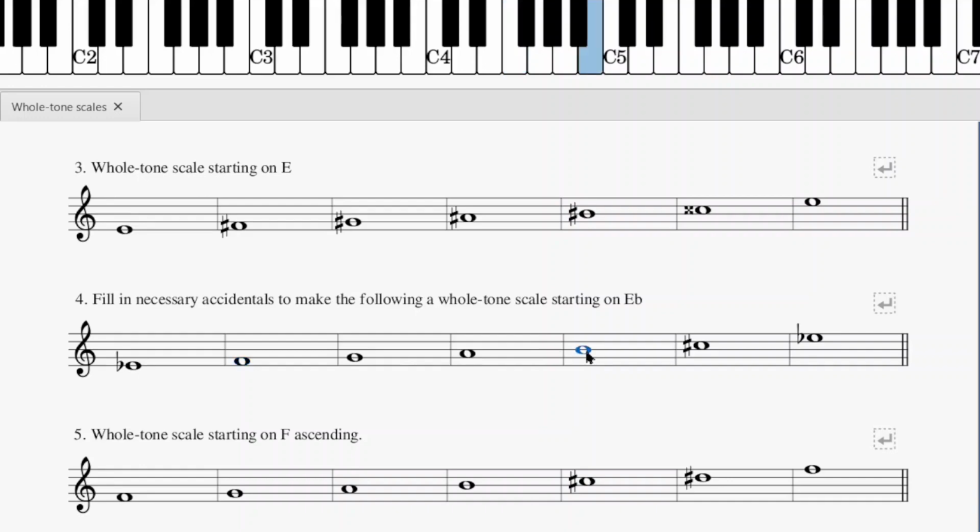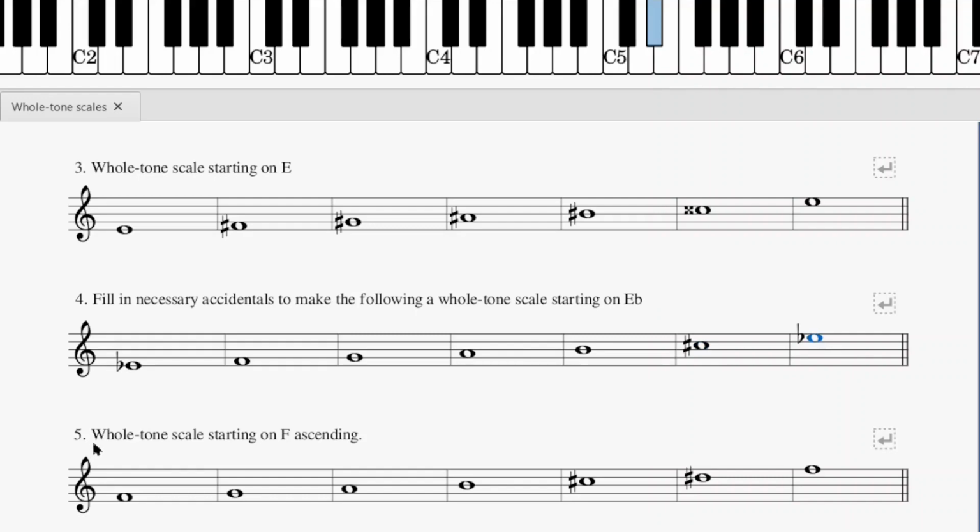But then the next one, we have to take note. We have to add this C sharp. Otherwise, B to C originally is just a half step or semitone. So we need to add C sharp. After that, we finish with the E flat, an octave higher than the first note.